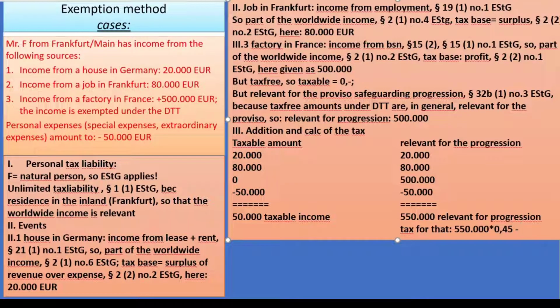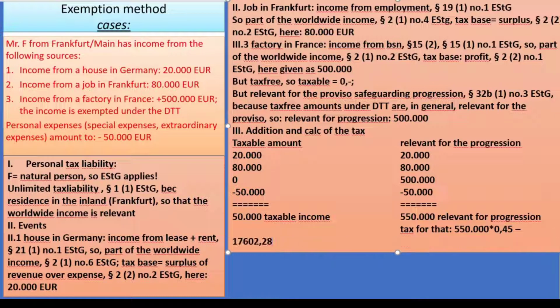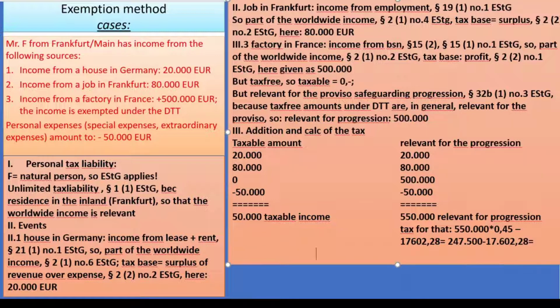So let's bring it into our solution. 17,602.28. That leads to a tax of 247,500 minus 17,602.28, which is then again 229,897, and this has to be rounded down.